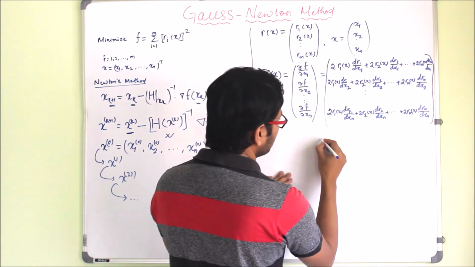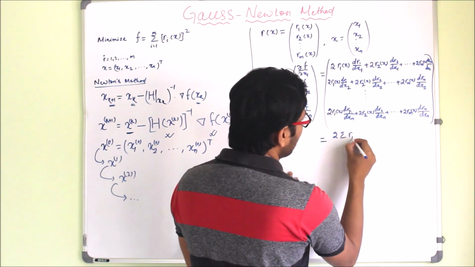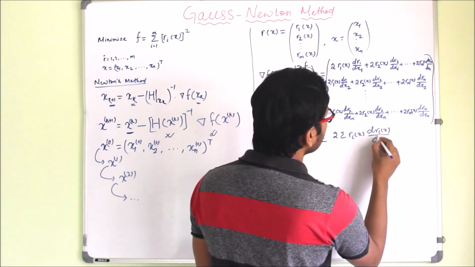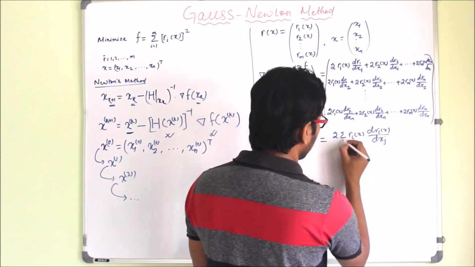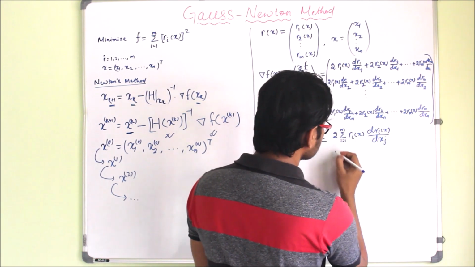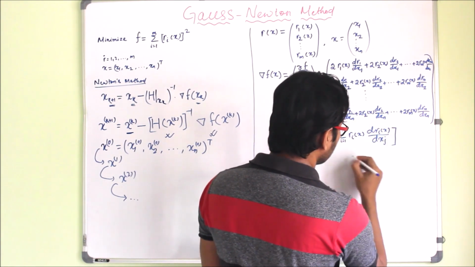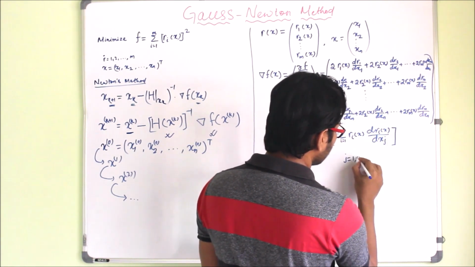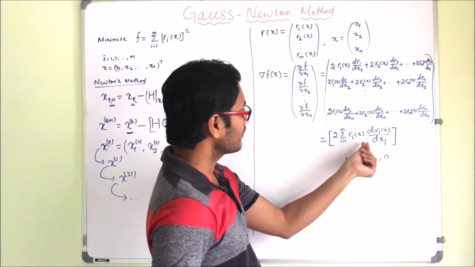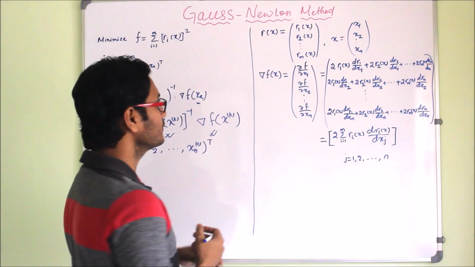Now if we write this in compact form, what will it be? 2 into summation of ri(x) dri(x)/dxj, where i varies from 1 to m, and j varies from 1 to n. So it will be an n component vector. Now next we will see what is the Jacobian of this.